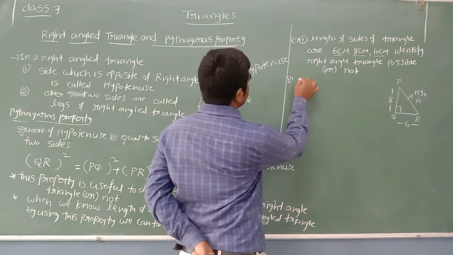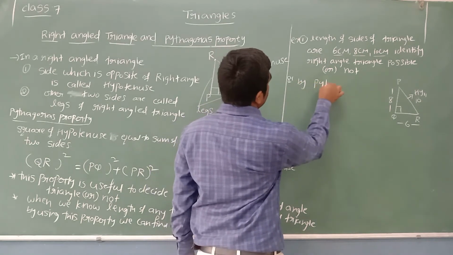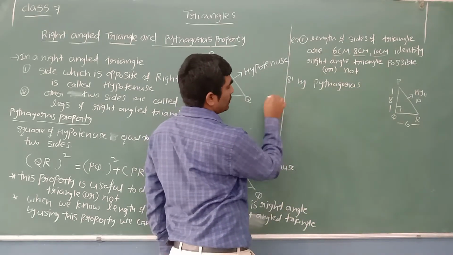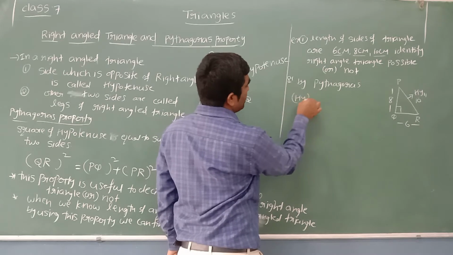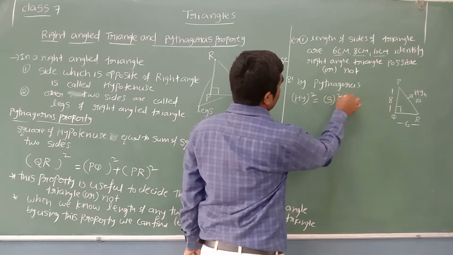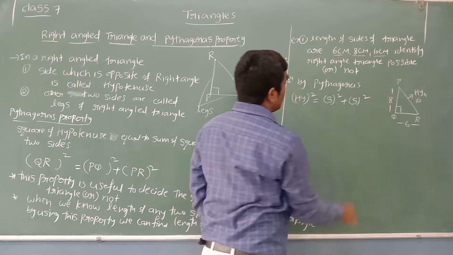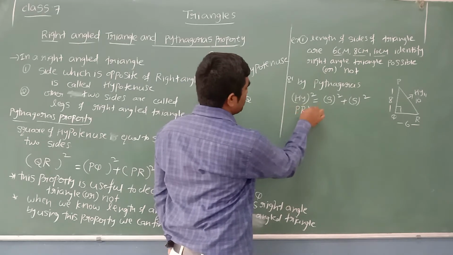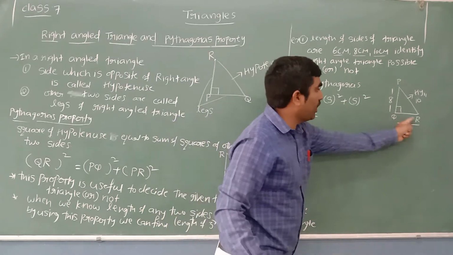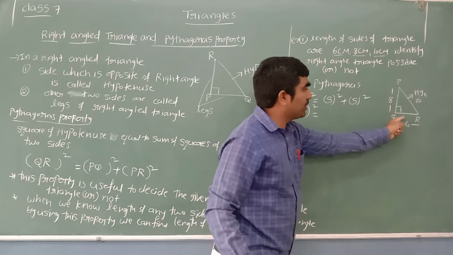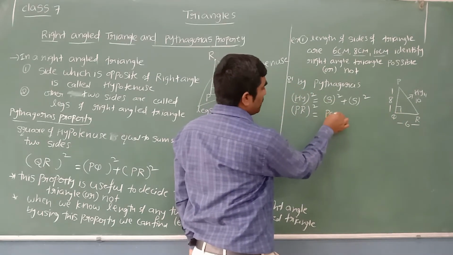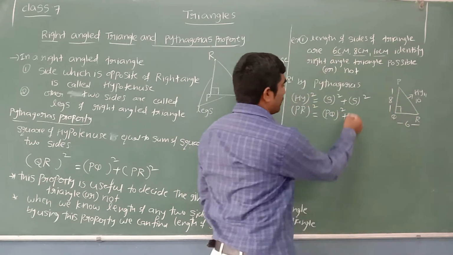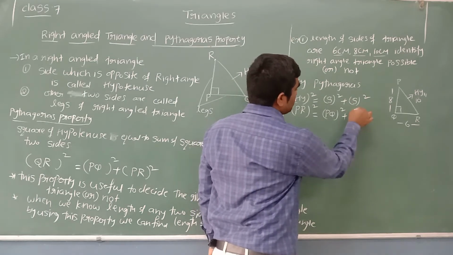So by Pythagoras, what do we know? Hypotenuse square is equal to side square plus side square. We can write like this also. What is the hypotenuse? Opposite of the right angle, which is PR. So PR square is equal to the sum of the squares of the other sides, PQ and QR. Let me take PQ as one side, PQ square, and one more side, I am taking QR, whole square.